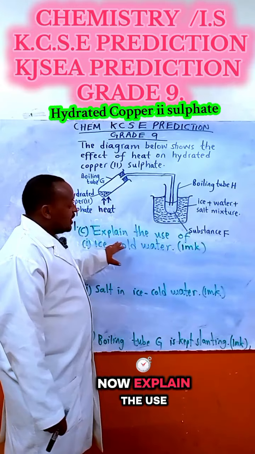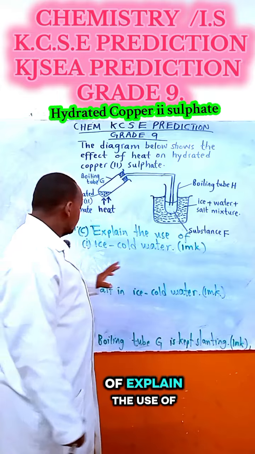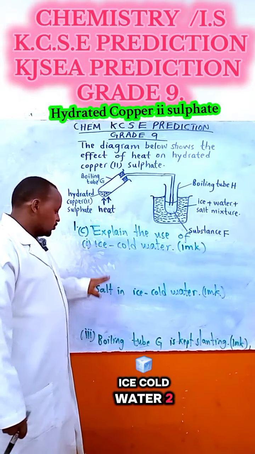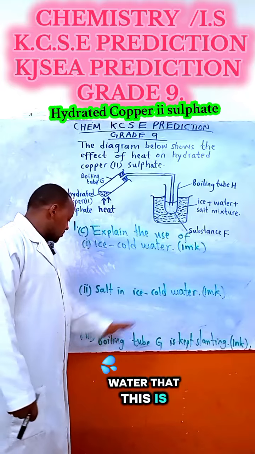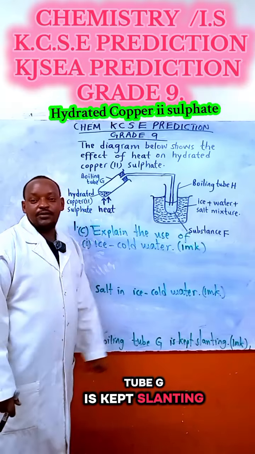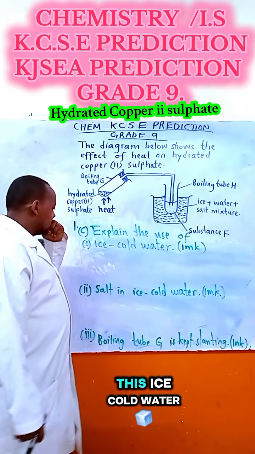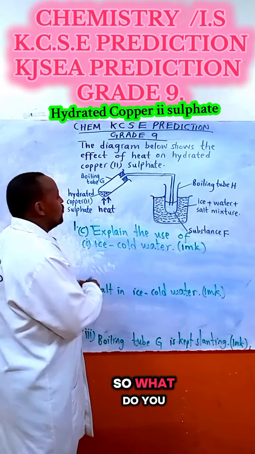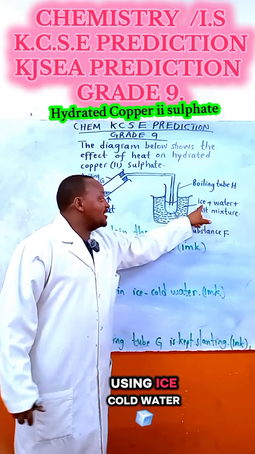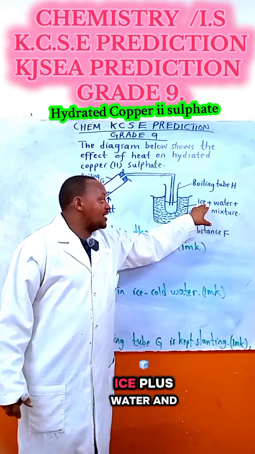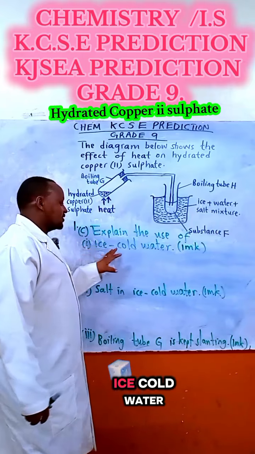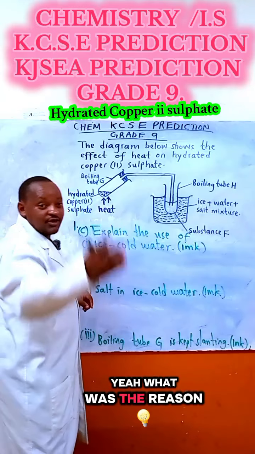Let us continue on the same. Now, explain the use of, one, ice cold water; two, salt in ice cold water. This is 1 mark. And boiling tube G is kept slanting. Let us start with ice cold water. What do you think is the reason for using ice cold water, the ice plus water and salt mixture? What was the reason?